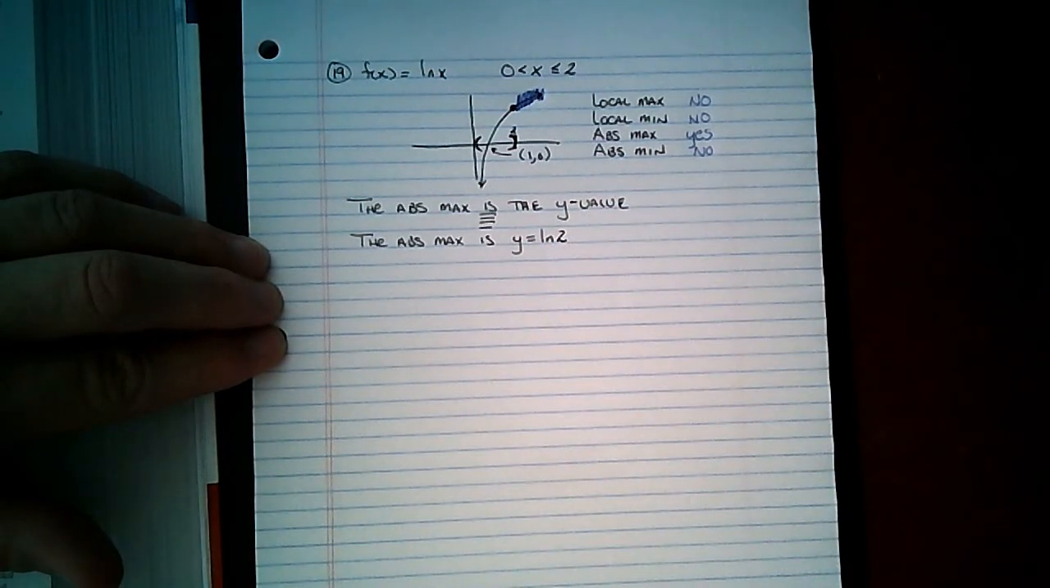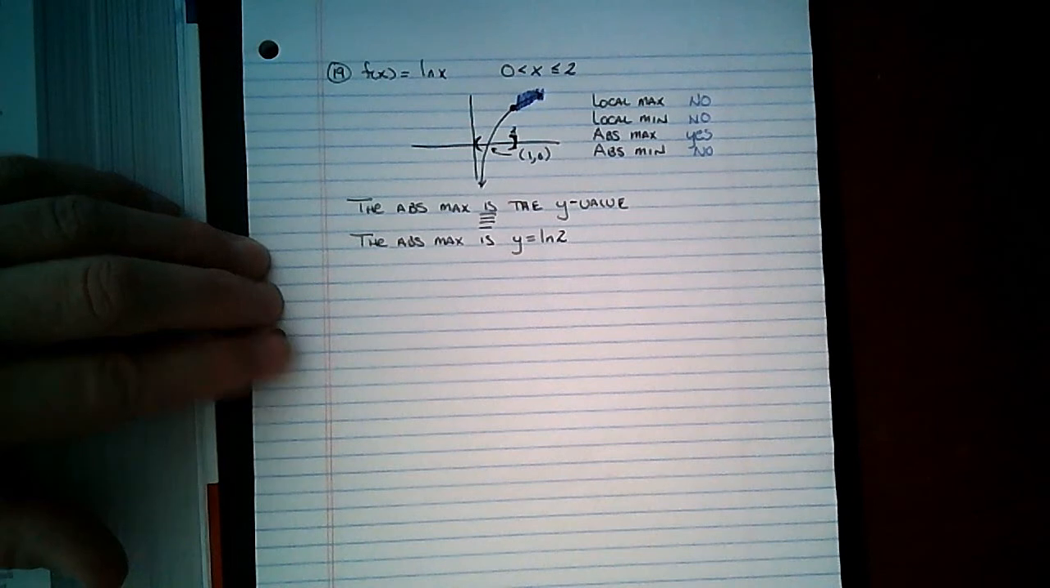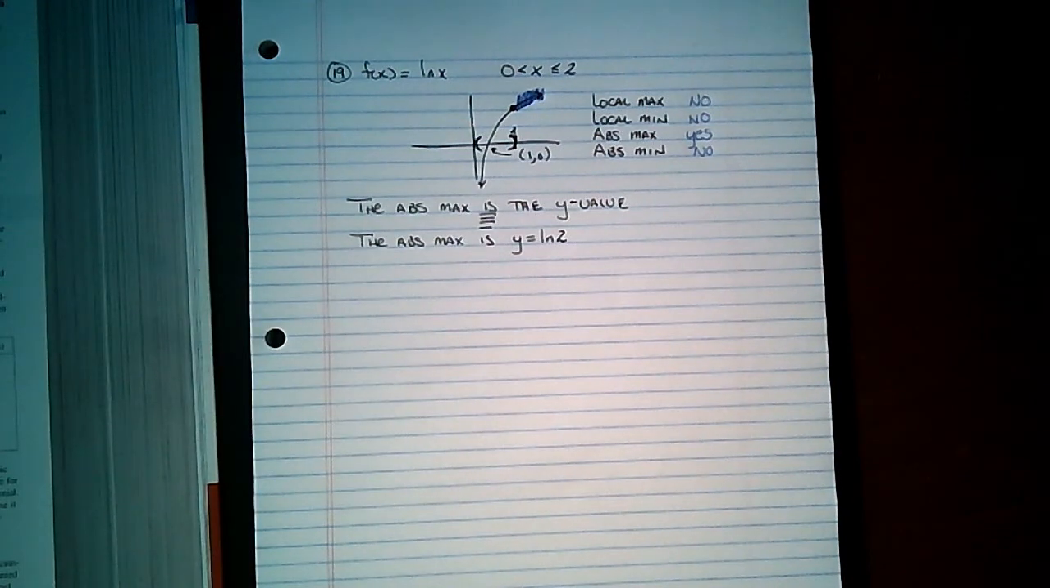It's so important that we understand that because a lot of times we want to write down the absolute max as 2 comma ln of 2. Well, that's not correct. The absolute max on every definition you've written in your notes has always said f of c. So we have to make sure that we're clear that the absolute max is the y value.